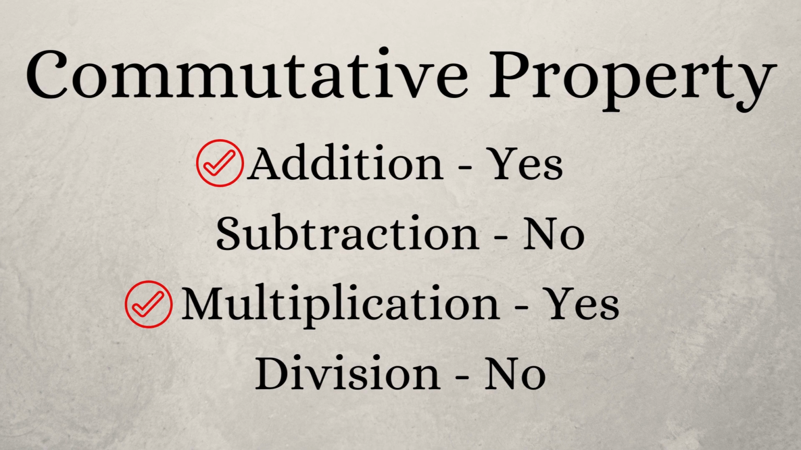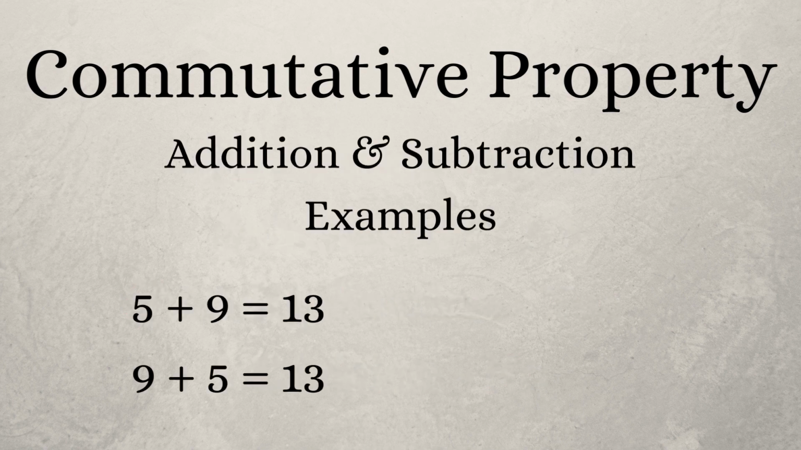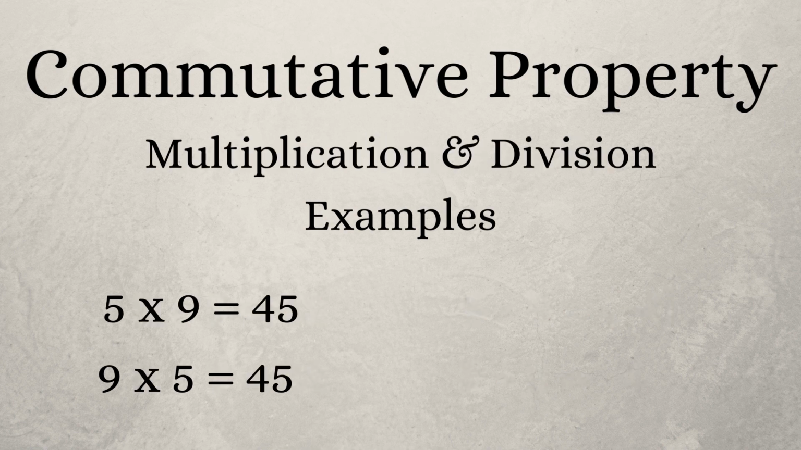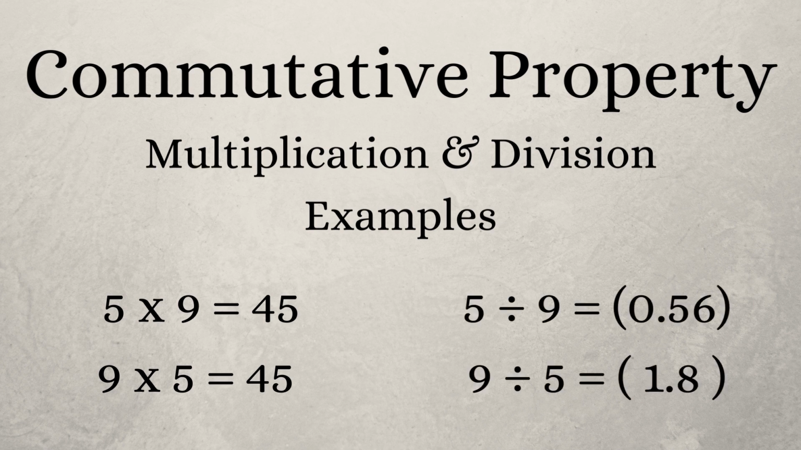Let's check out some examples. 5 plus 9 is 14. 9 plus 5 is also 14. 5 minus 9 is minus 4. But 9 minus 5 is plus 4. 5 into 9 is 45 and 9 into 5 is also 45. But 5 divided by 9 is 0.56 and 9 divided by 5 is 1.8.